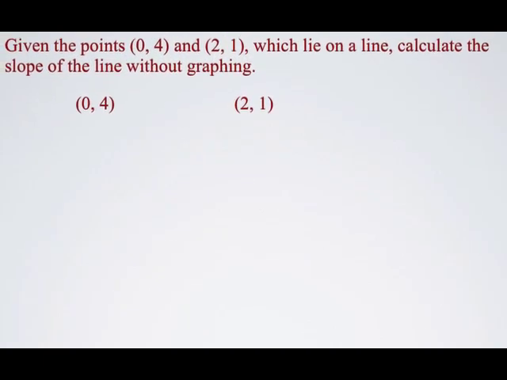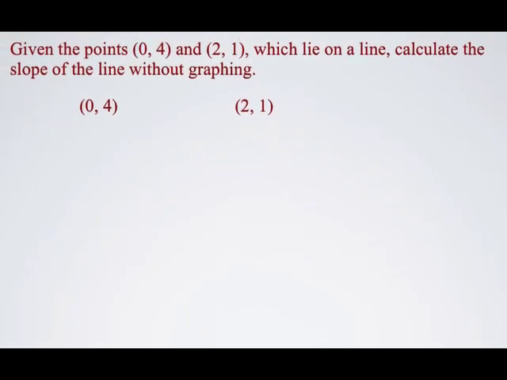Given the points 0, 4 and 2, 1, which lie on a line, calculate the slope of the line without graphing. This is where you'll have to bring into account all the algebraic practice that we've been doing before. So your points are 0, 4 and 2, 1. Our slope formula is y2 minus y1 over x2 minus x1. We have to label our points.